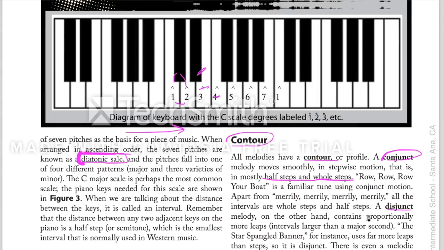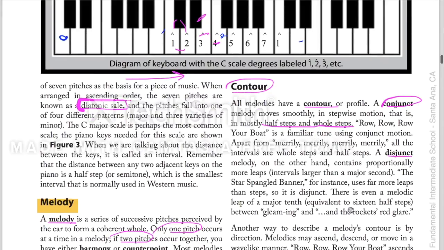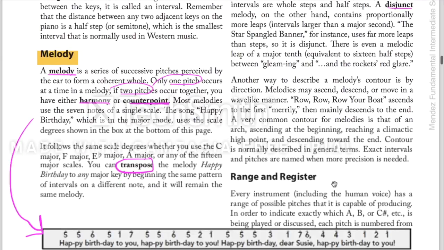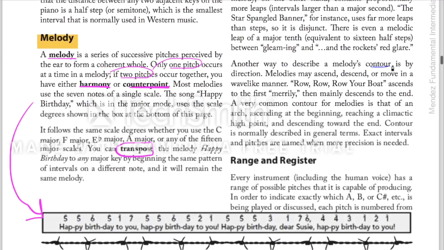But when you have something like the Star Spangled Banner, you're not just going to be using this key and this key and this key, which are all next to each other and half and whole steps apart. You're going to go from here all the way to there. So the intervals are a lot bigger, and that's why it's called disjunct, because the intervals are larger than a major second.